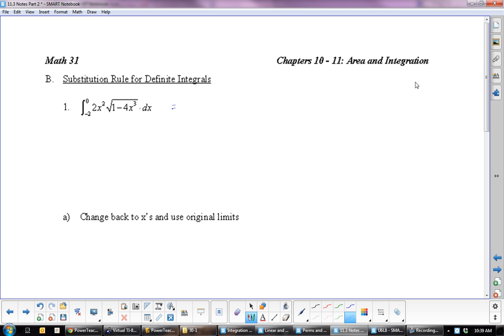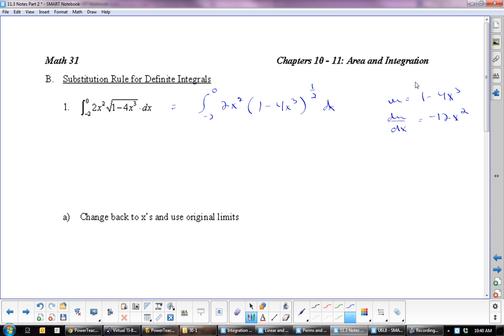So the first thing, let's just get this so we have all exponents and not that square root sign. So (1 minus 4x cubed) to the 1/2 dx. Okay, and we're going to do just like we did yesterday. We are going to pick the inside as our u, u is 1 minus 4x cubed. Okay, we'll take the derivative of that, which is du over dx, will equal negative 12x squared.